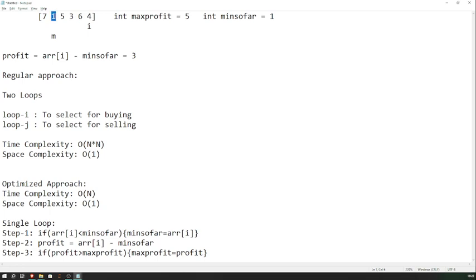So first you have to buy, then you have to sell. If you have bought on this, you cannot go back and then sell on this. Okay, so it's simple. You have to buy on 1 and sell on 6. This is the only case for maximum profit. Okay, and so this was about the dry run.